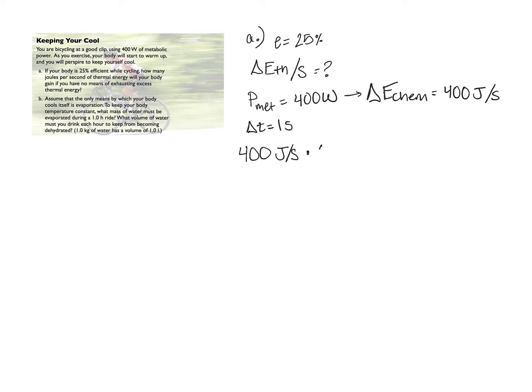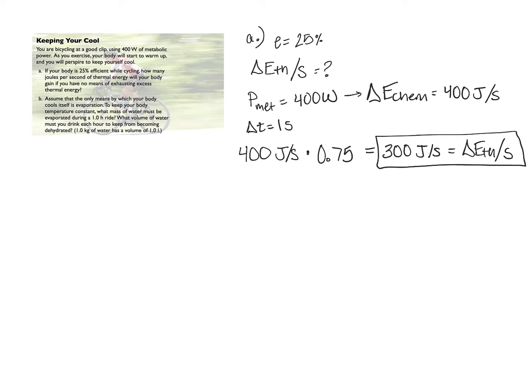So I'm going to find how much thermal energy there is by finding 75% of 400, which we know is just equal to 300 joules per second, and that is going to be equal to that thermal energy per second. Okay, so we just found out how much thermal energy we gain when we do this.